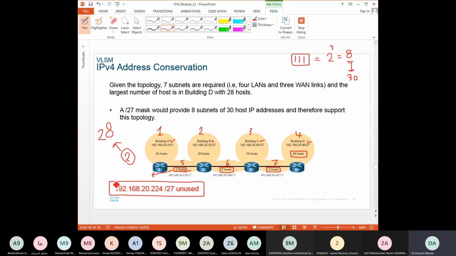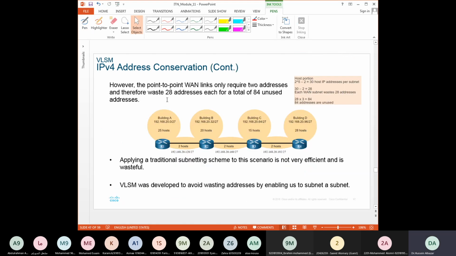192.168.20.224. This is subnet number 8. Now, my question: is this a professional subnetting based on the network requirement? No. Why? Simply because of the following.